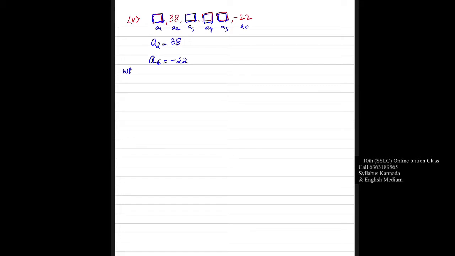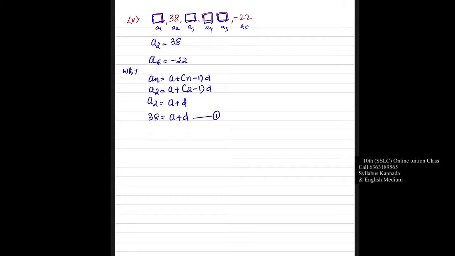So we know that an is equals to a plus n minus 1 into d. This formula we know. So a2, we don't know the first term, so let's write it like this: n is 2, so a2 is equals to a plus 2 minus 1 is 1d. The value of a2 is 38, so 38 is equals to a plus d. This is equation number 1.